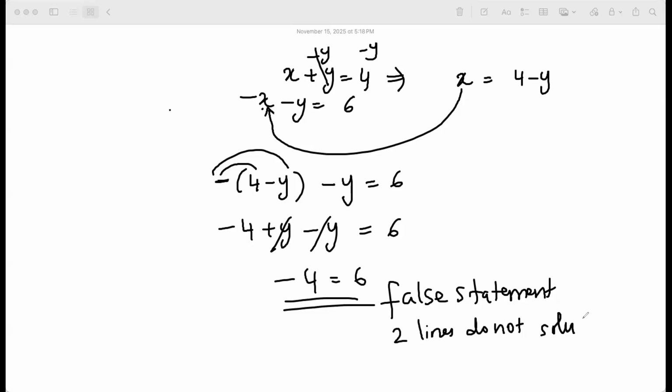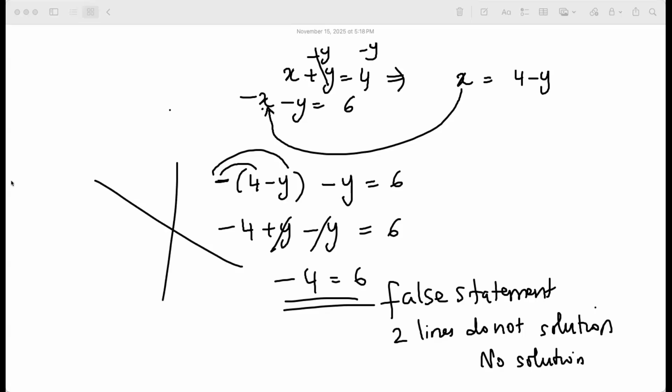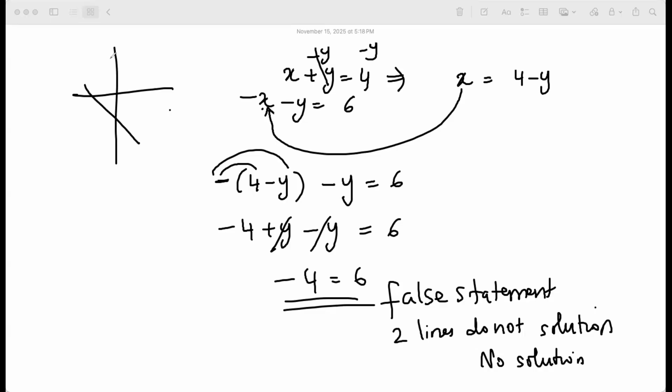There is no solution. If there is no solution, how are the two lines? The two lines never intersect. When you plot the two lines, how will they be? They don't intersect at all. How will the lines be? You tell me. Will they be parallel? They are parallel. Good job. Very nice. That is when you get such weird answers. You get a false statement.